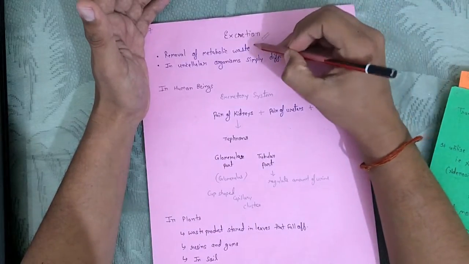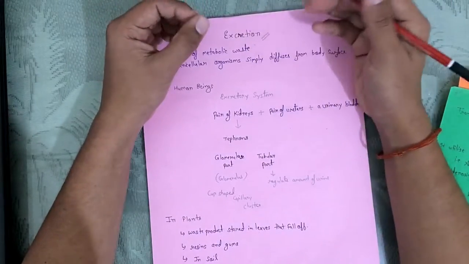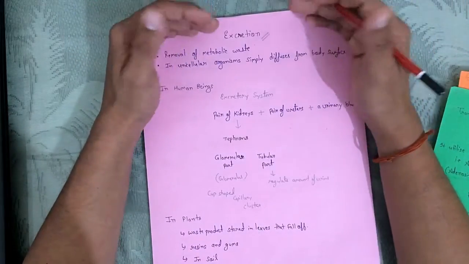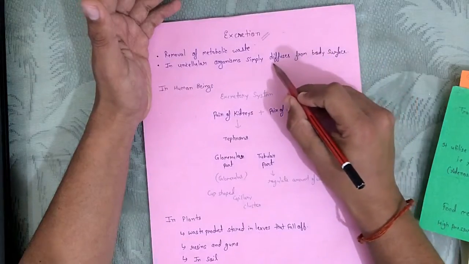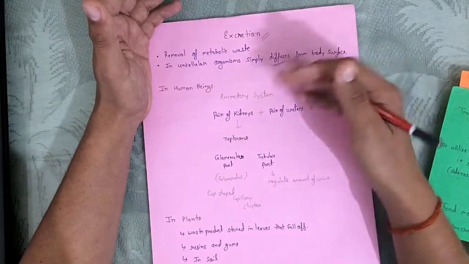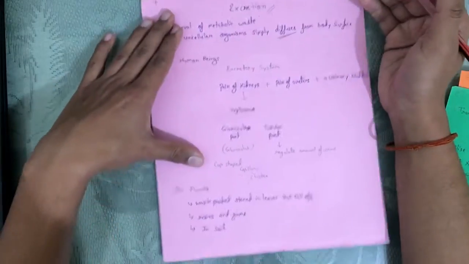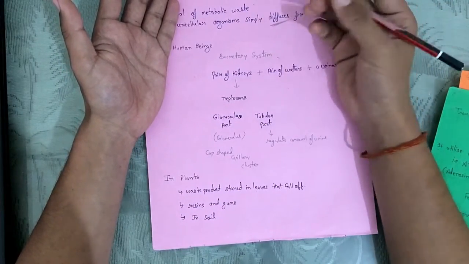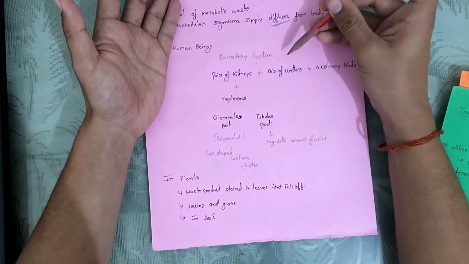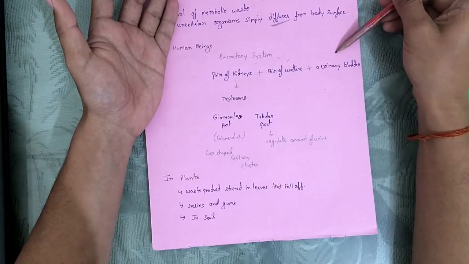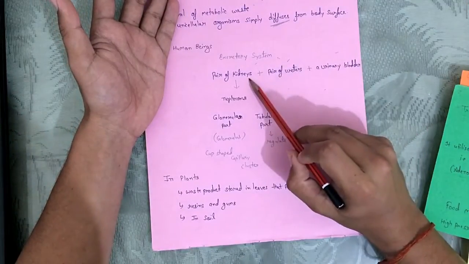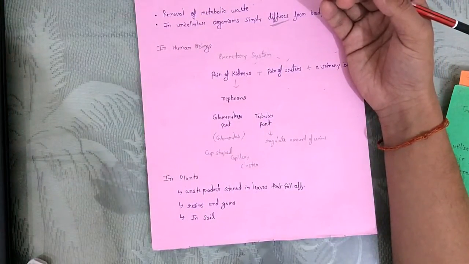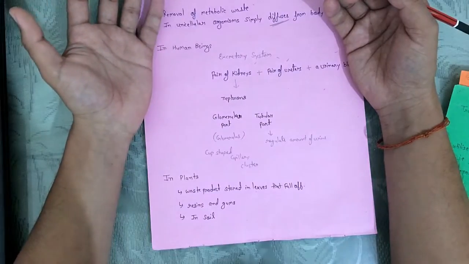Removal of the metabolic waste in unicellular organisms is not so important a process, because they generally lose toxic substances through diffusion through the body surface. But in human beings, we have a proper excretory system, which consists of a pair of kidneys, a pair of ureters, and a urinary bladder. Kidneys are bean shaped organs which are present at the posterior end of our abdomen, at the back.